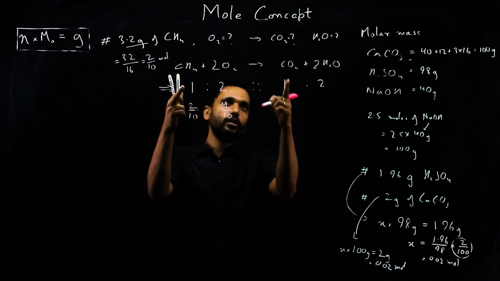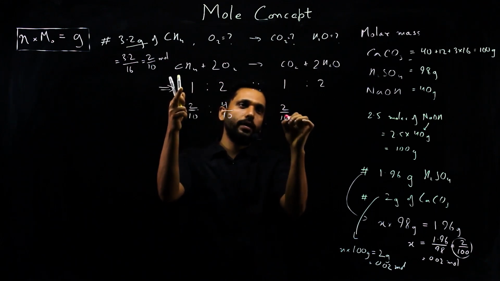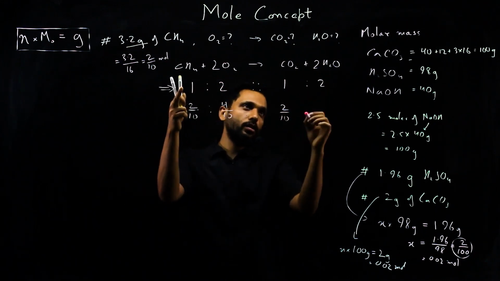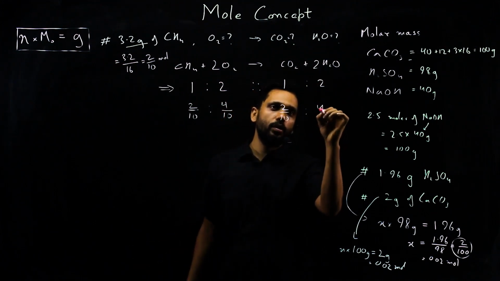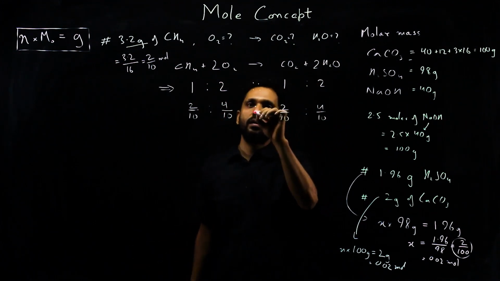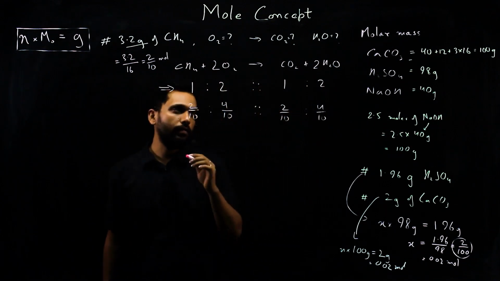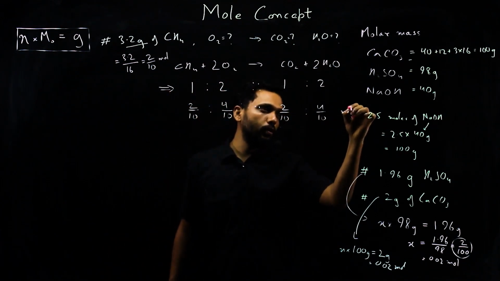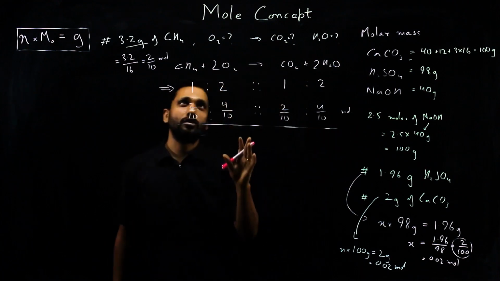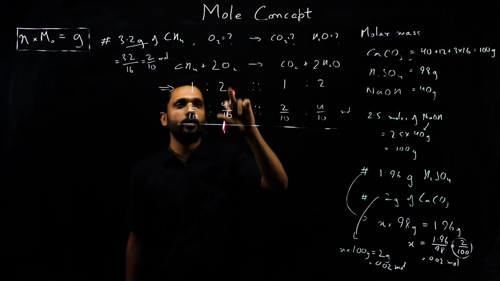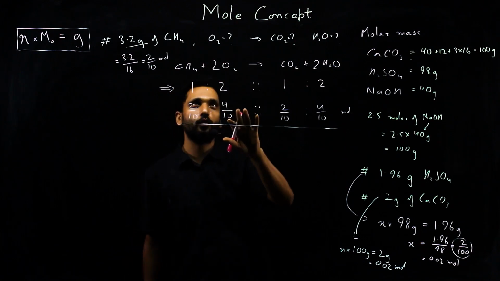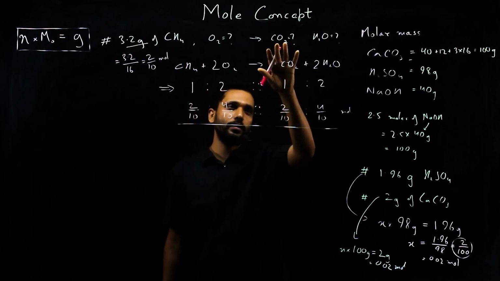So 1 mole produces 1, so 2 by 10 will produce 2 by 10. And 1 mole produces 2 water, so it will produce 4 by 10 moles of water. So we have got our answers in moles. So this is pretty much it. If they asked how much oxygen was required, it was 4 by 10 moles, or 0.4 moles of oxygen required. How much carbon dioxide produced?